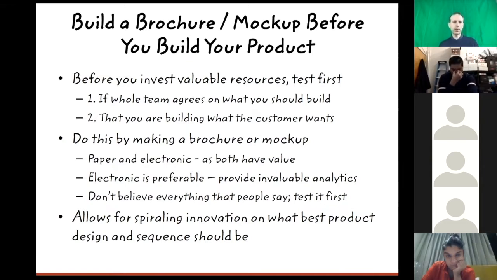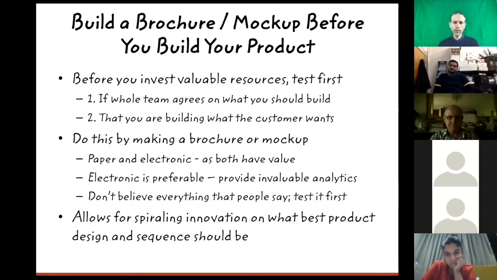As I say, it's important to try and get the whole team to agree on what you're going to build before you start wasting your resources. And you want to make sure that you're building what the customer wants. So paper flyer or electronic: electronic, whether it's an online brochure or website, is something you can probably refine and iterate on a bit quicker.